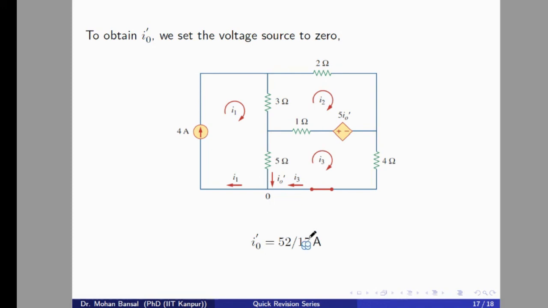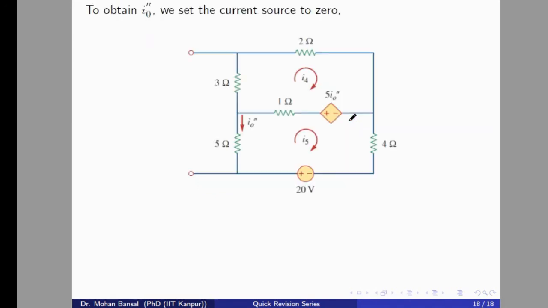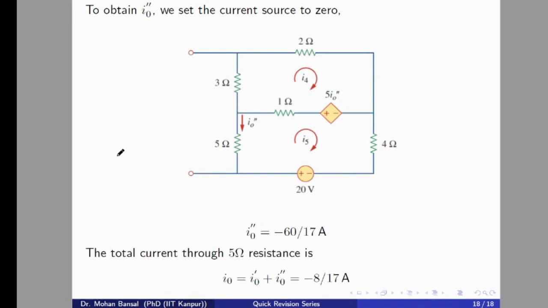And this voltage is depending on the current in the 5 ohm resistance. This is a current controlled voltage source. Now we will find the current in the 5 ohm resistance due to the voltage source, and the current source is open circuited. Now we can apply the KVL in these two loops and we can find the value of current I naught double prime, that is minus 60 divided by 17 ampere, and the algebraic sum of these currents will be nothing but the total current through the 5 ohm resistance, which is minus 8 divided by 17 ampere.